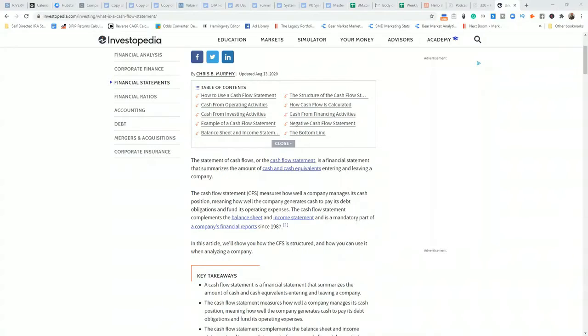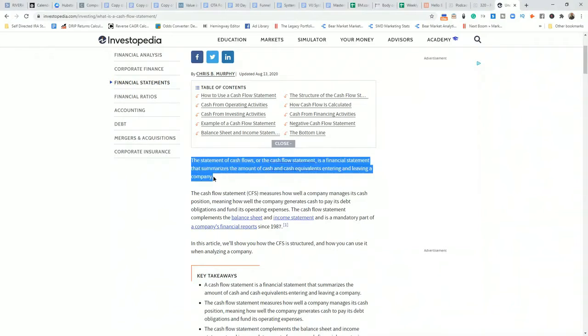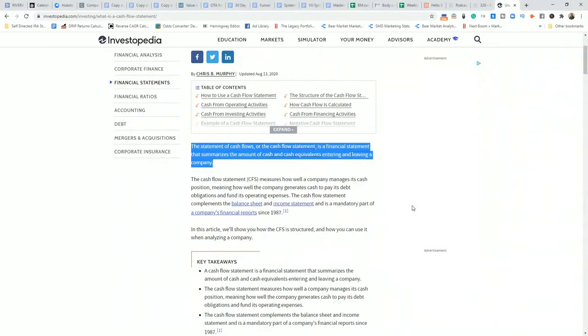Before I get to my explanation and my training on the cash flow statement, I want to give you the book definition of what it is and explain what that means. Okay, so here we are on Investopedia, and this part is what we're going to cover in this intro section. The statement of cash flows, or the cash flow statement, is a financial statement that summarizes the amount of cash and cash equivalents entering and leaving a company.